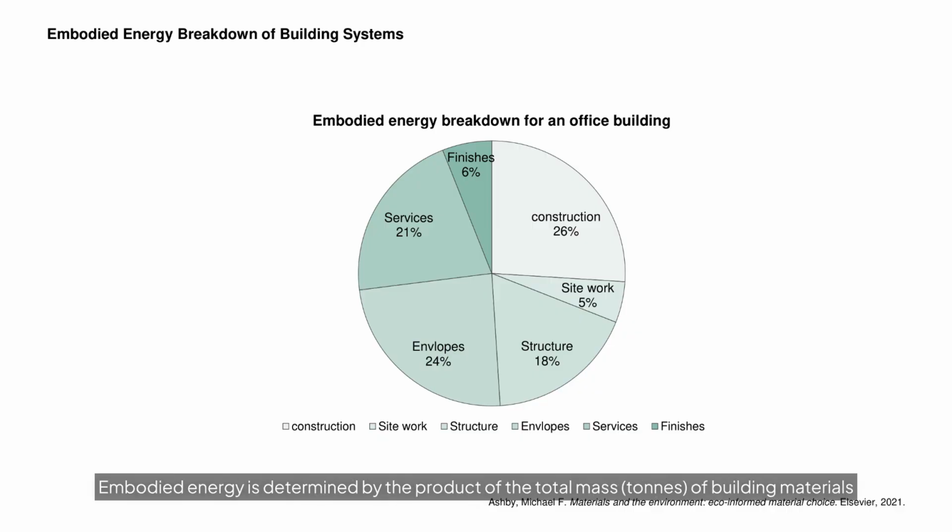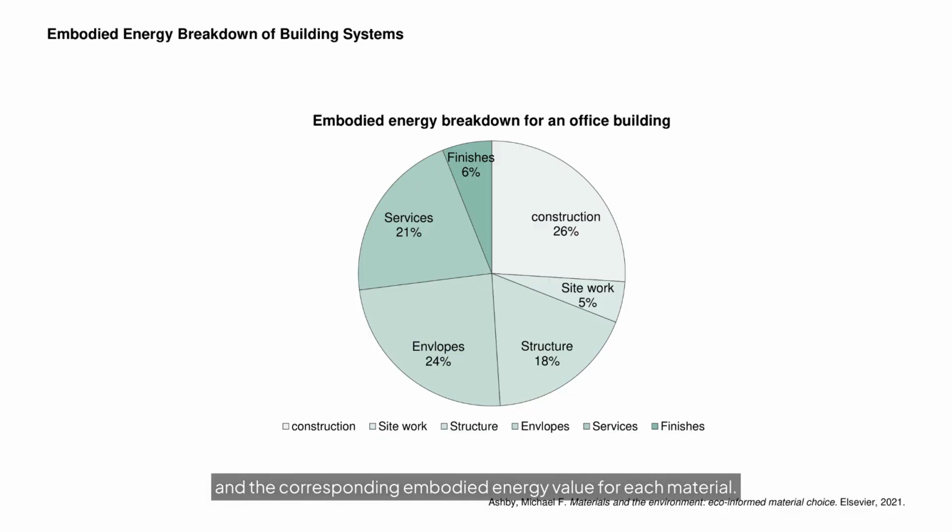Embodied energy is determined by the product of the total mass, tons, of building materials and the corresponding embodied energy value for each material. For example, if the building is a high-rise, which requires massive concrete foundations and structural framing, the structural system will likely dominate the embodied energy footprint among other building systems. This is because they account for a large volume and mass in the building, and steel and concrete have a relatively significant amount of embodied energy.